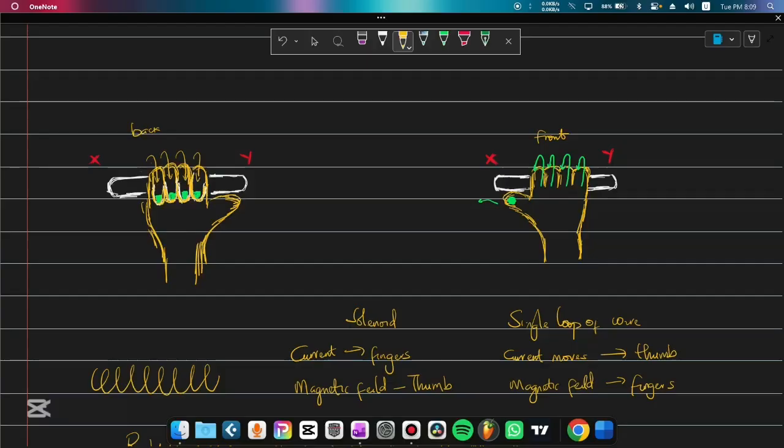And when current flows from the back to the front, using your right hand rule, then the magnetic field has to be moving in this direction. Did you understand it? And if the current flows from the front to the back, look at it, I hope you can see my yellow line, from the front to the back, then the magnetic field moves in this direction.